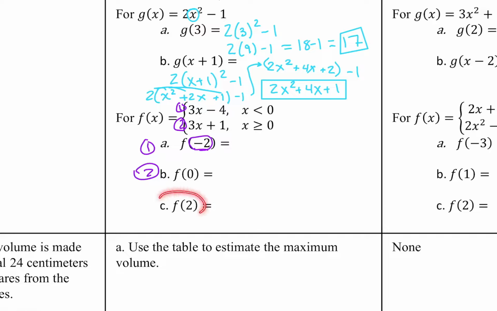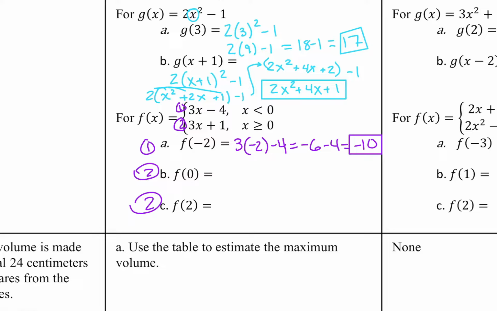And that last one, f of 2, well, 2 is definitely greater than 0. So I'm going to also plug that into the second equation. So don't try to plug them into all the equations. Only plug into one. So in this case, we're plugging -2 into the first equation. So 3 multiplied by -2 minus 4, we end up with -6 minus 4, which is -10.